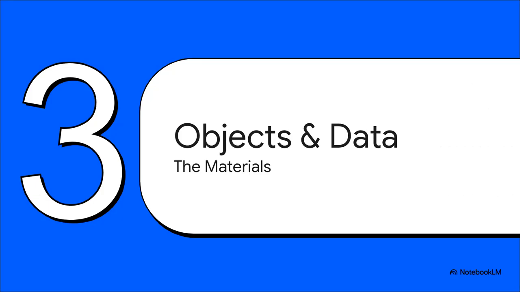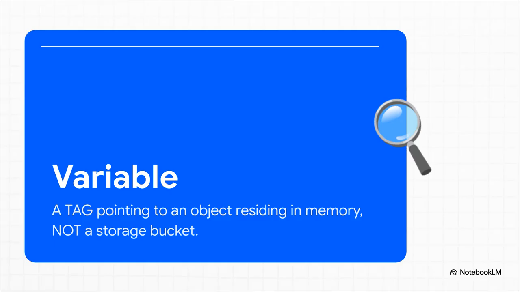Section 3. Objects and data ecosystem. Let's head over to the materials tent and explore what we're actually gathering and manipulating on our construction site. Okay, this is absolutely crucial. We need to completely redefine what a variable actually is. If you've messed around in other languages, you might have been taught that a variable is like a bucket where you store data. Well, in Python, that's entirely wrong.